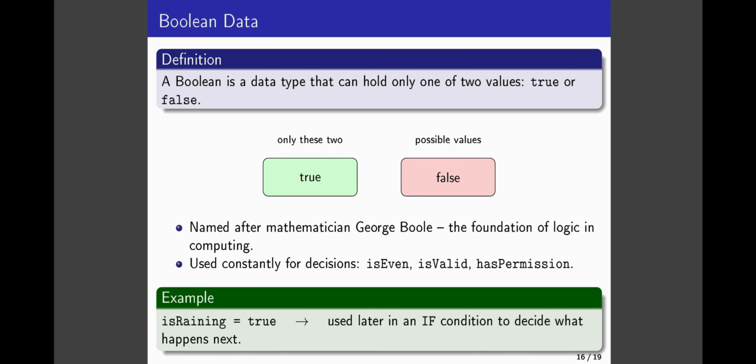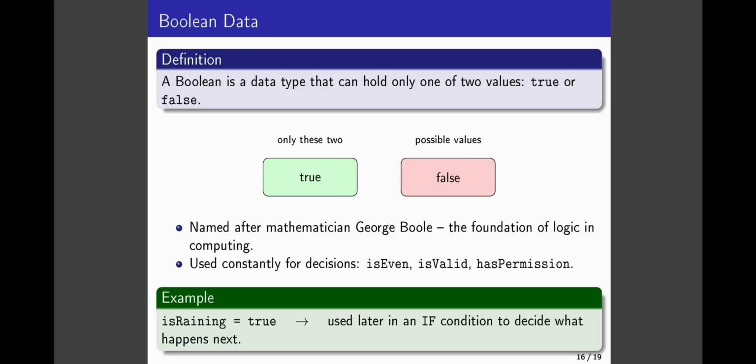Then we have another data type, Boolean data, which is the fourth and final primitive type. A Boolean is a data type that can hold any one of two values, true or false. That's it. Nothing else is allowed. This data type is named after the mathematician George Boole, and it forms the foundation of logic in computing.